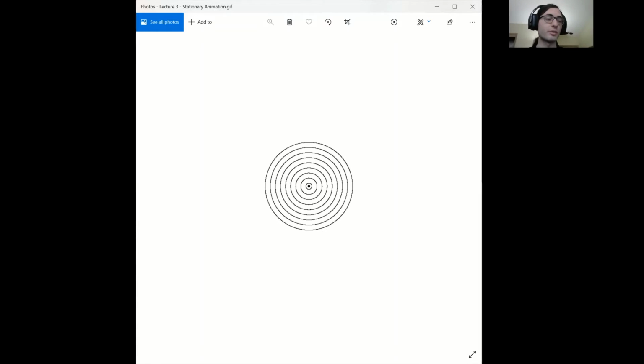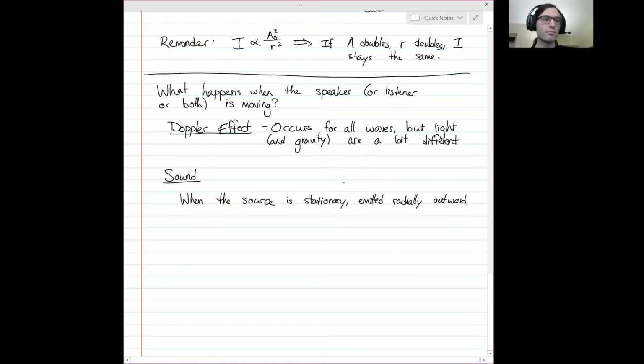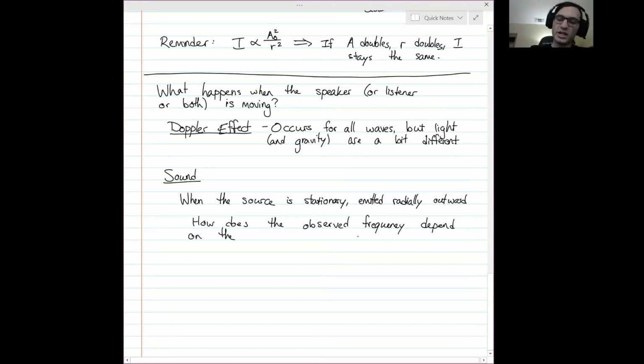We're going to change things up a little bit. What we want to know, or what we can ask about a stationary source, is how does the observed frequency depend on the distance between crests?